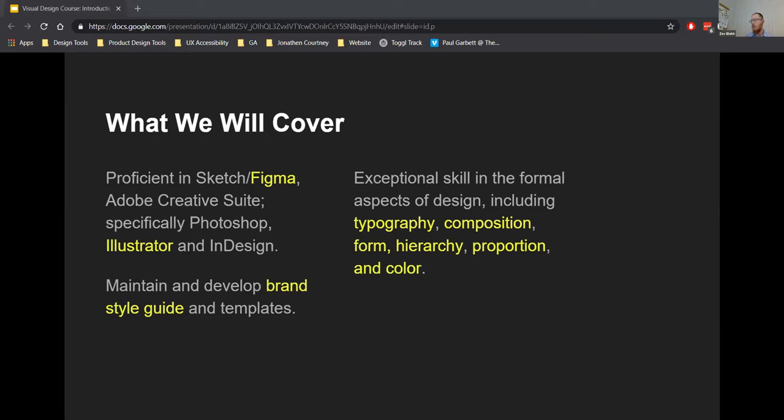And then finally, we're going to focus on the skills of typography, composition, form, hierarchy, proportion, and color. And these are going to be the basic things that we are going to work on. And these are kind of the foundations for any of the visual design industries or categories that we spoke about before or that I showed you before.